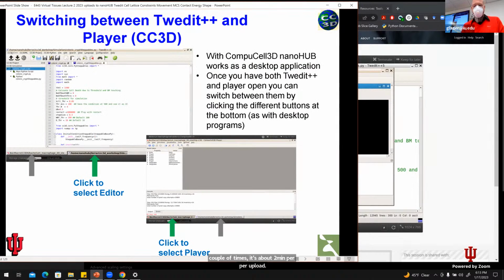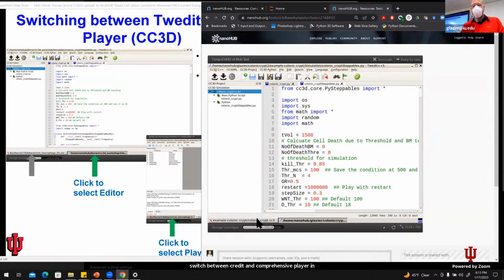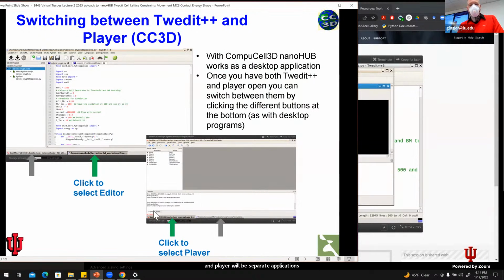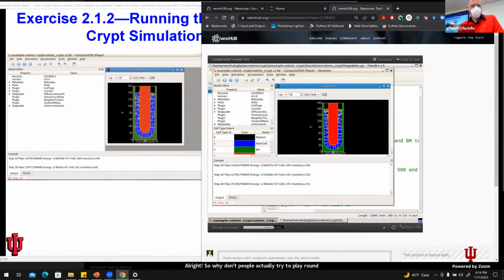So now if you've got it running, again, if you're going to switch between Twit and Player in nanoHUB, it's the tab buttons at the bottom. This is the code. This is the running simulation. If you're running locally on your local machine, Twit and Player will be separate applications. You have to use the tabbing system on your Windows or Linux. So that's one of the things that's actually a little more convenient in nanoHUB than it is on the desktop. All right. So why don't people actually try to run with this simulation a little bit?